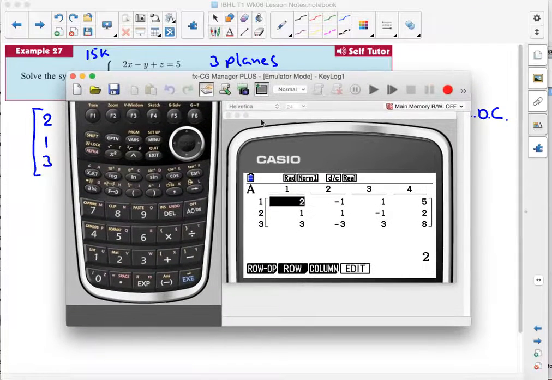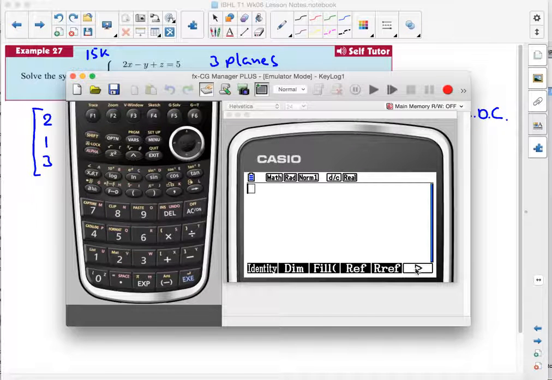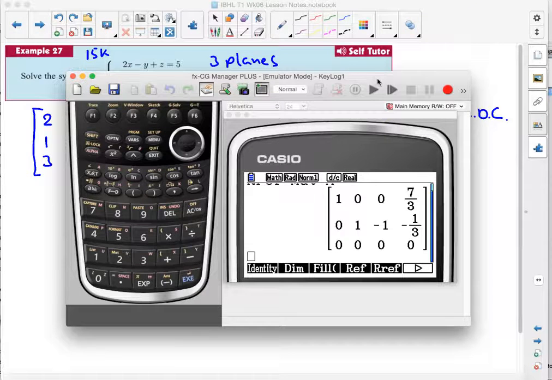And to solve the system, I just go back to the calculation menu here. I press Option. I press F2 for matrices, and then the arrow, and the reduced row echelon form is under F5. Then Shift, matrix alpha A, because that's what my matrix is, and execute. And there I've got my answer.